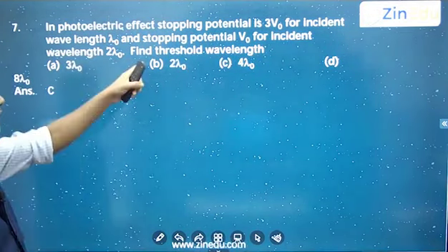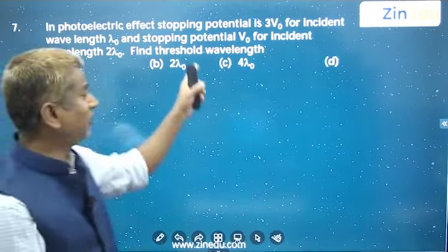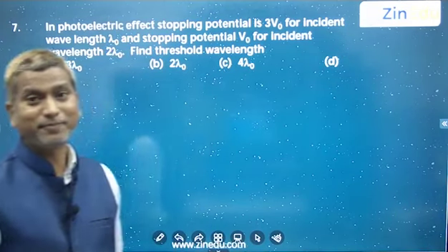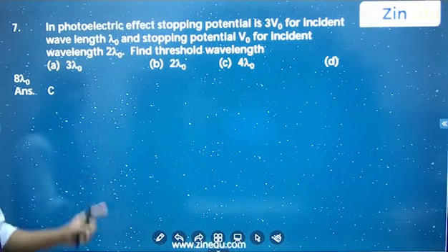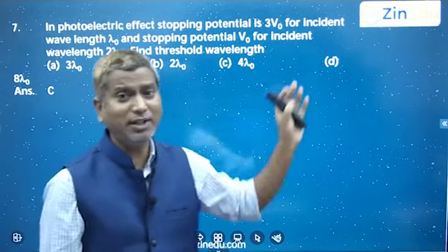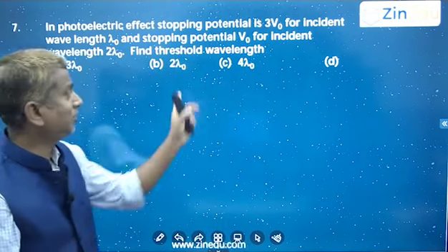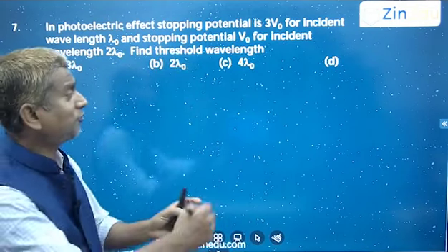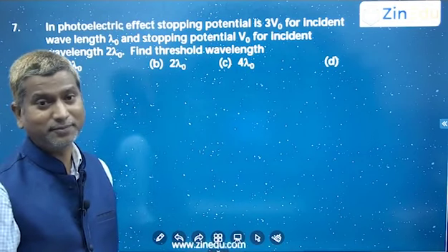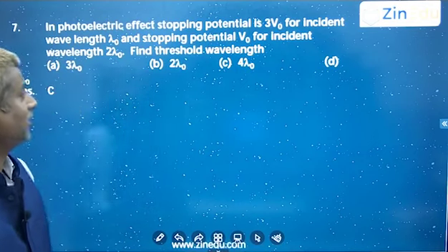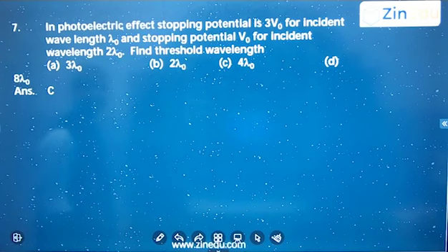In that case, what is the threshold wavelength? Threshold wavelength is nothing but the wavelength which is required to just emit the photons, correct? So the maximum wavelength which is required so that the photoelectric emission is taking place, right? So that is the threshold wavelength, right?